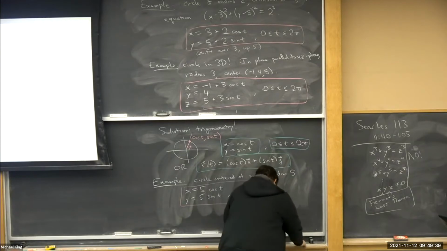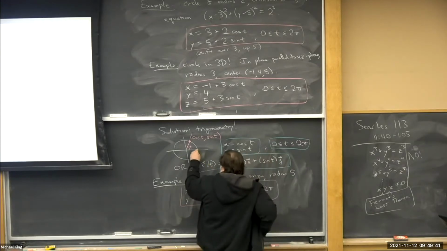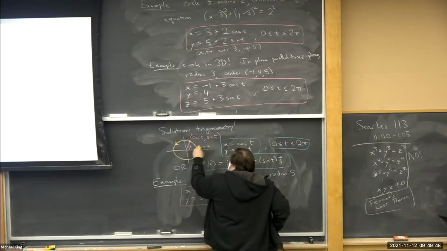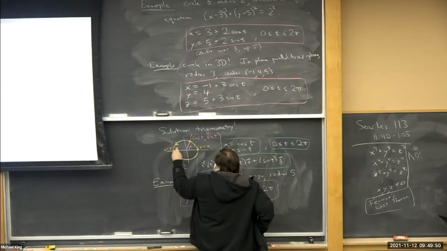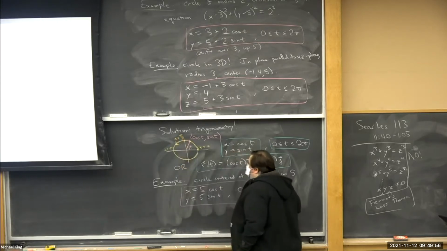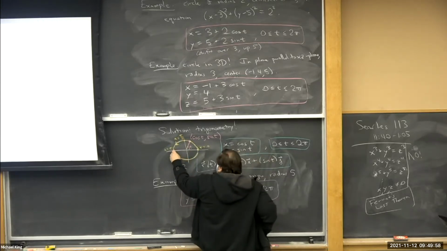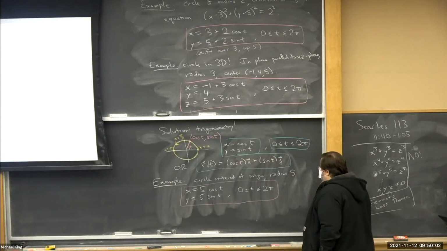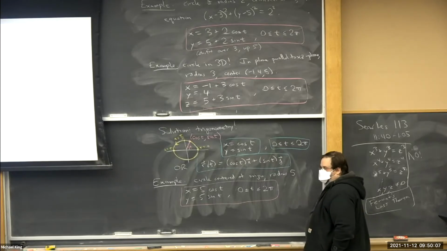The cosine sine parameterization starts here and traces this way. This is t equals 0. This is t equals pi. Up here is t equals pi over 2. You can label the points with the corresponding t value if you want. So if you tried something like sine t comma cosine t, how would that trace the unit circle if I switch the x and y?